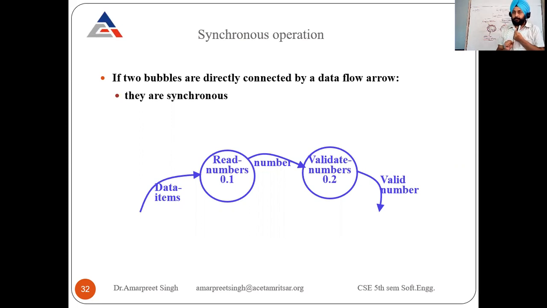Synchronous operations: if two bubbles, or two functions, are directly connected by a data flow arrow, they are known as synchronous. Just see here: read numbers, validate numbers. We have data items, which are the input to any system. The first function is shown by the bubble read numbers. The second function is shown by the bubble validate numbers. They are directly connected through the data flow arrow. Therefore, such an operation is known as a synchronous operation.